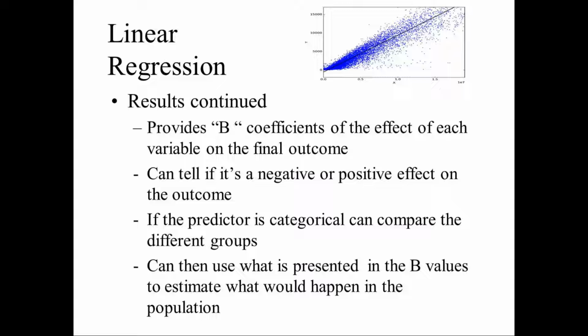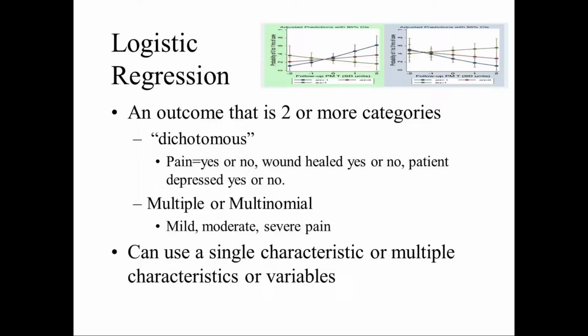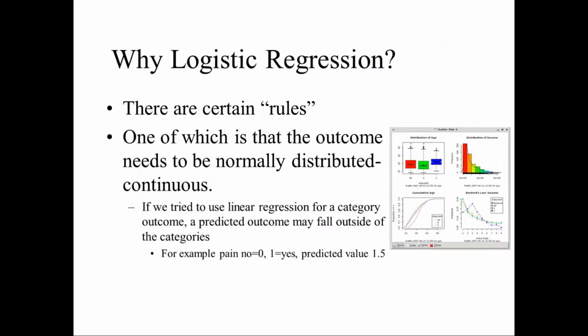If the predictor is categorical, you can compare the different groups. There's also logistic regression, which is for an outcome that is dichotomous. Here's an example: pain, yes or no, or wound healed, yes or no, or patient depressed, yes or no. You can also do 3 levels: mild, moderate, or severe pain. That's called multiple or multinomial. You can use a single characteristic or multiple characteristics as variables.